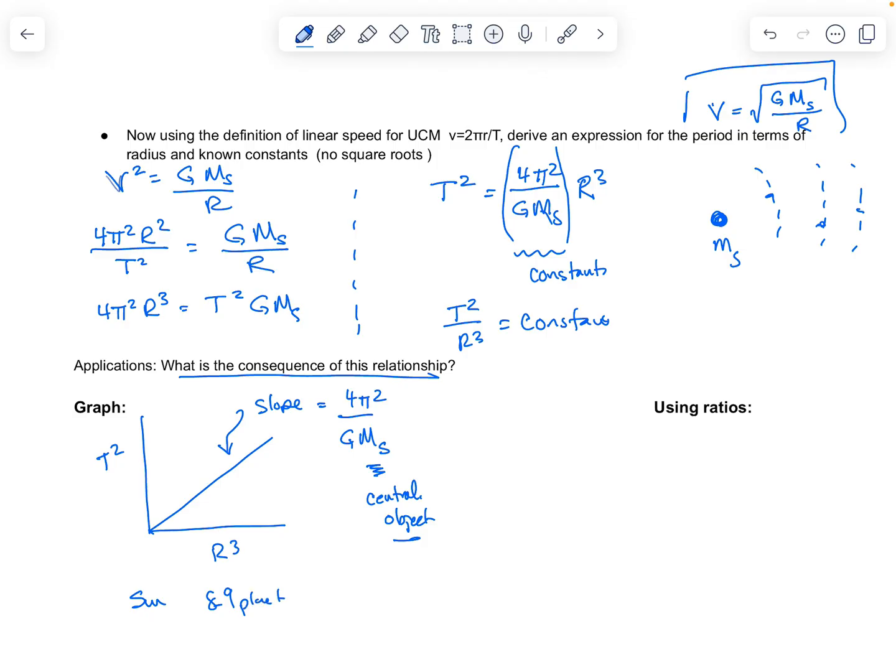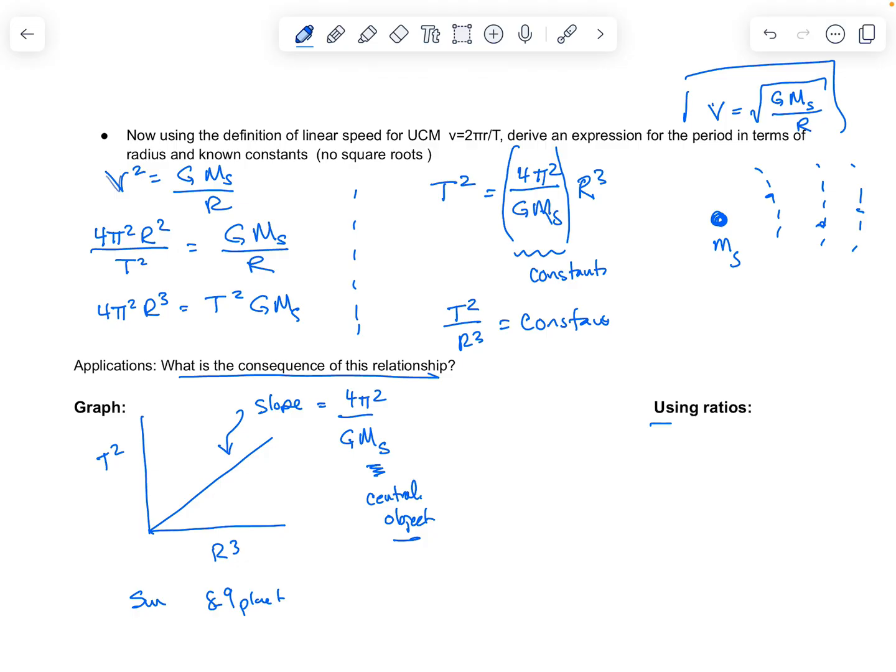You could do artificial satellites around the planet Earth. You could look at the moons of Jupiter or the moons going around any other planets. So there's a lot of planets in our solar system that have multiple moons. As long as you're looking at the same central object, that ratio for t squared to r cubed is going to be constant.